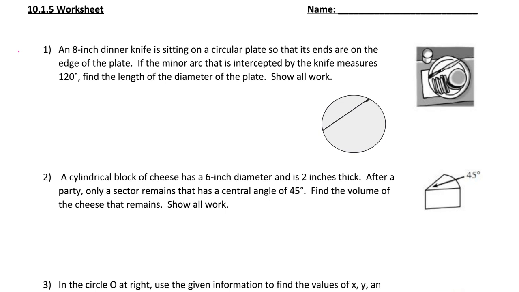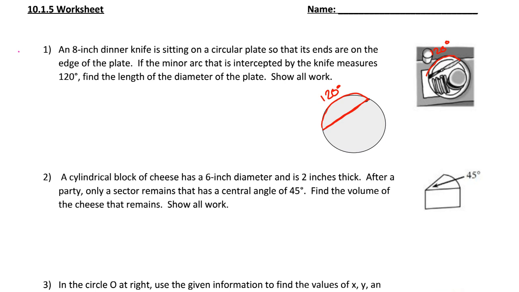First question: an 8-inch dinner knife is sitting on a circular plate so that its ends are on the edge of the plate. If the minor arc that is intercepted by the knife measures 120 degrees, so this arc here is 120 degrees. I try to draw a circle here, and this side, which is the chord, represents the knife that's on the circle. This arc is 120 degrees. You want to find the length of the diameter of the plate.